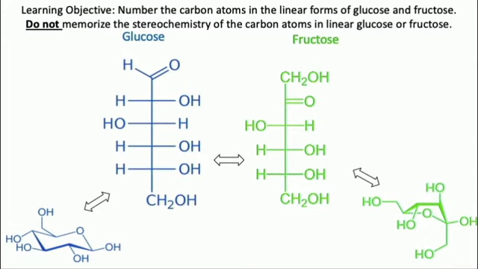And to understand that chemistry, as well as the nomenclature of the enzymes and the products and substrates of the metabolism of glucose, it helps to know the numbering of the carbons. Apply the rules of nomenclature to number each of the carbon atoms in linear glucose and in linear fructose. Please pause and do that. Let's look at glucose first.